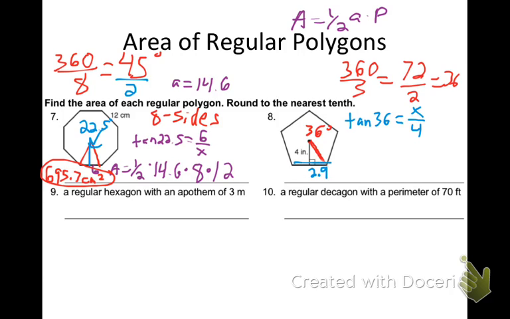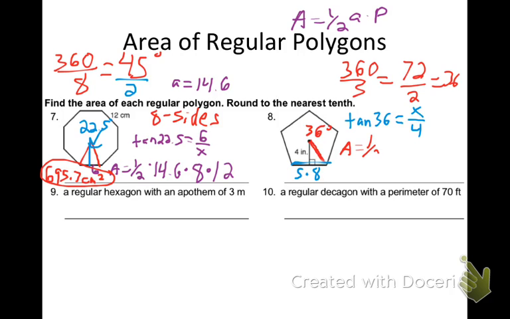But remember, I need to find the whole length here. What's the whole length? How would I find the whole side there then? Double it. So the whole side is what then? 5.8. Awesome. Now I can use my formula here and find the area.